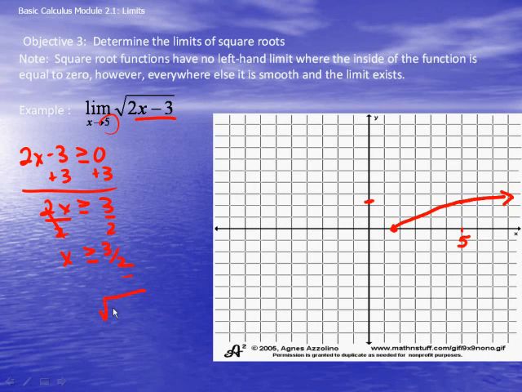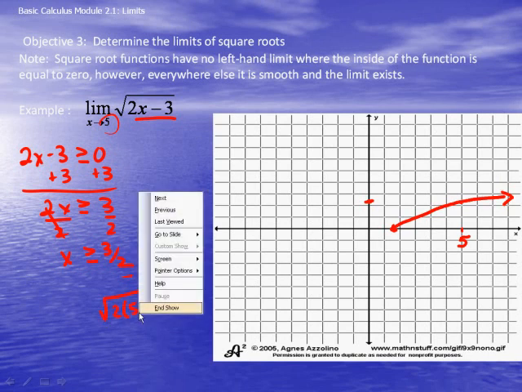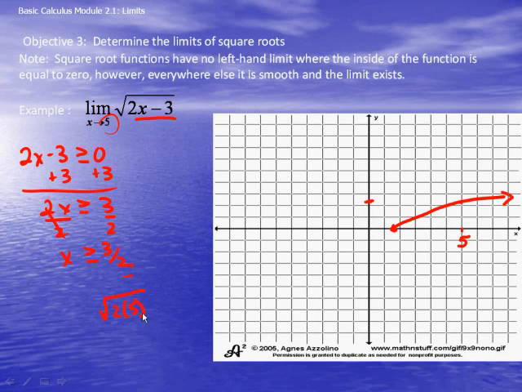So if we plug in the 5, we would get the square root of 7. So this height right here would be the square root of 7. So the limit of this square root as x approaches 5 would be equal to the square root of 7.